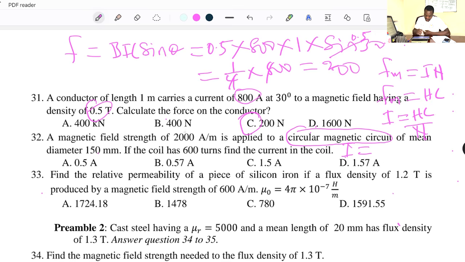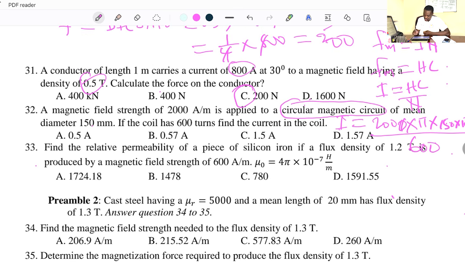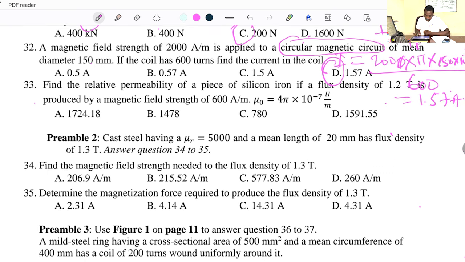The magnetic field strength is given as 2000 times the length, that will be pi times the diameter, which is 150 millimeters, all over the number of turns, 600. So when you solve this, the answer here is going to be D. You get the answer 1.57 amps.